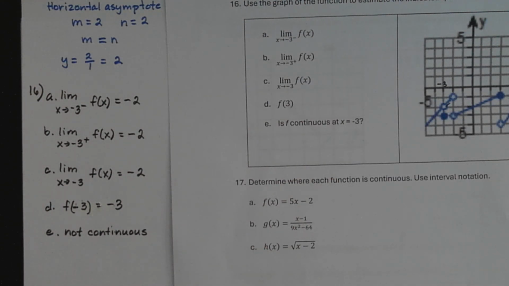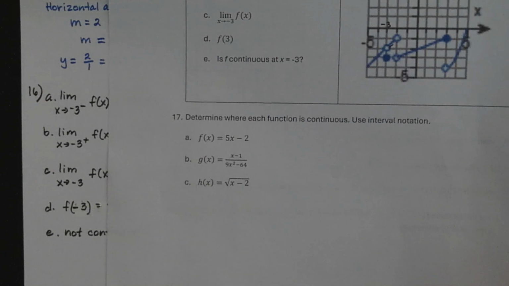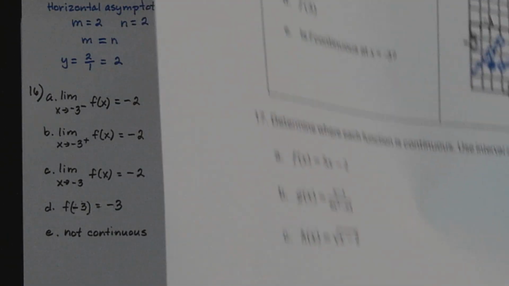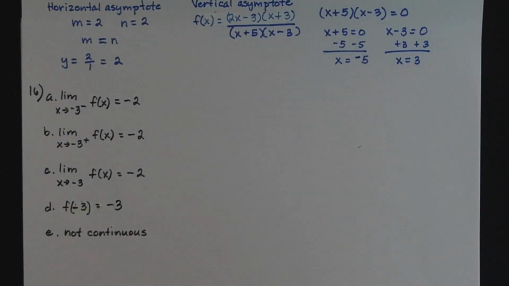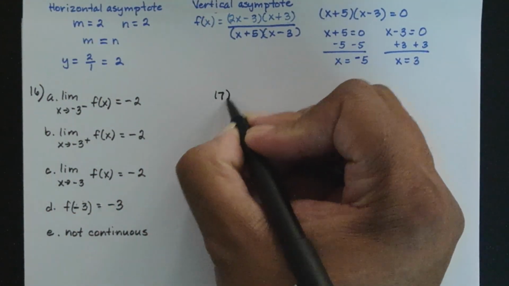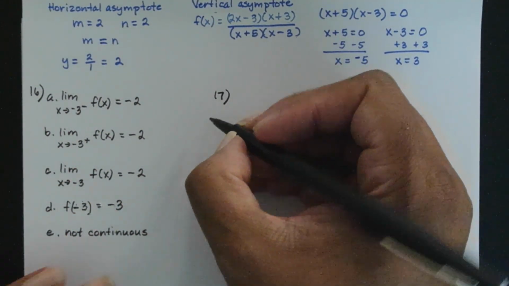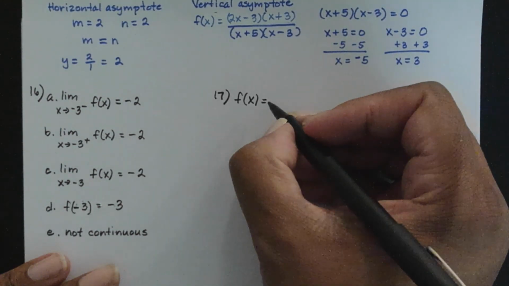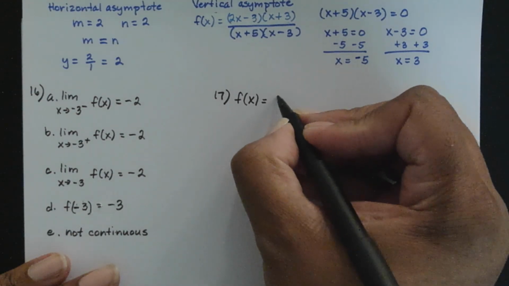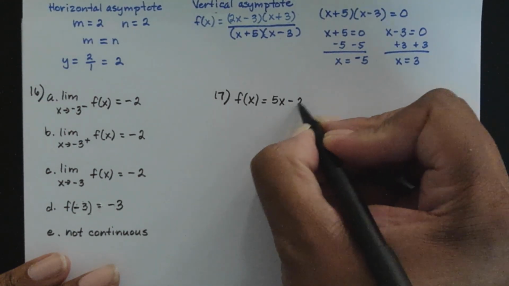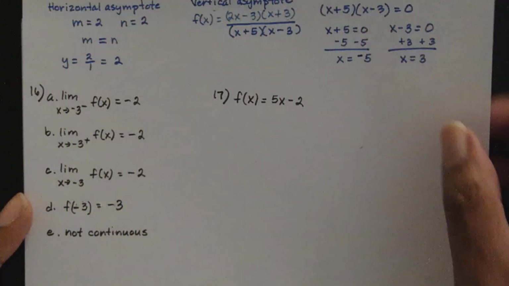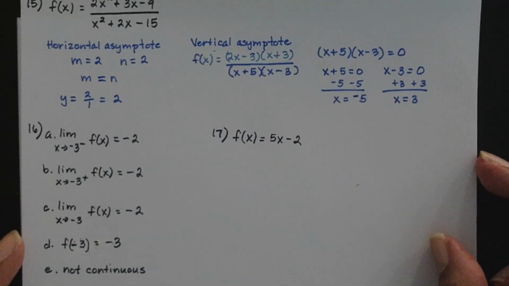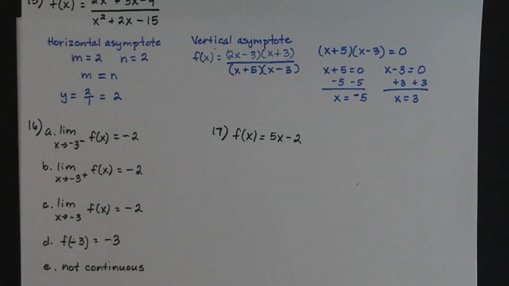All right. Are there any other questions? Okay, that was number 16. Number 17 is determine whether each function is continuous and use interval notation. So in number 17, you have f of x equal to 5x minus 2. And I need the intervals on where it's continuous.